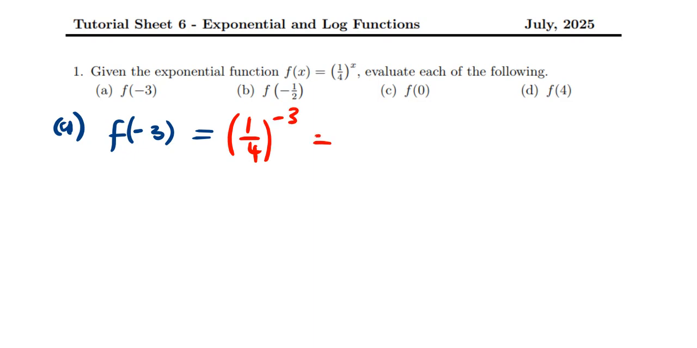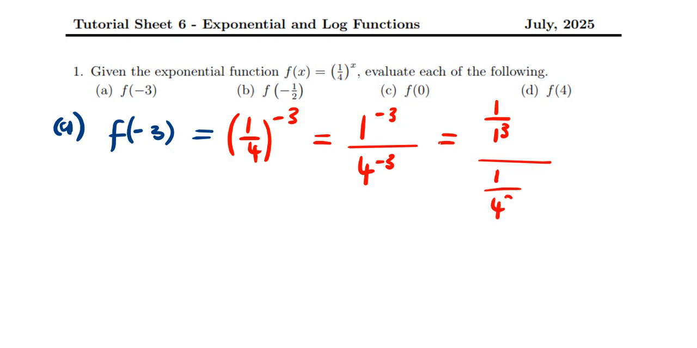Then you know that the negative 3 falls on 1 and on 4. What I mean is that this negative 3 will go as a power on 1, and it will also go as a power on 4. So let's do that. I'm going to have 1 to the power negative 3 on top, divided by, on the denominator, 4 to the power negative 3. Now 1 to the power negative 3 is the same as 1 over 1 to the power 3. Then 4 to the power negative 3 is the same as 1 over 4 to the power 3, according to our rules of exponentials.